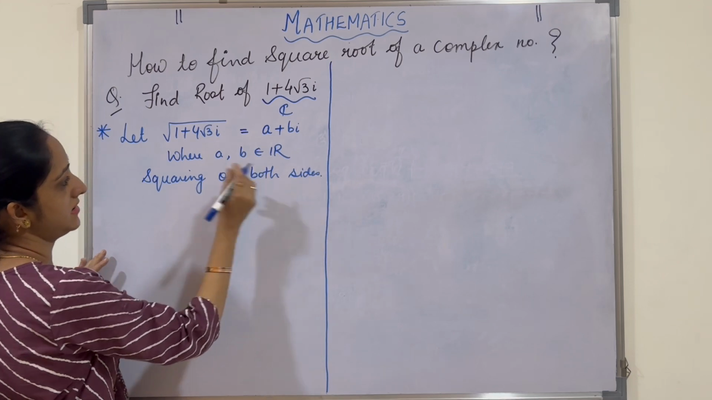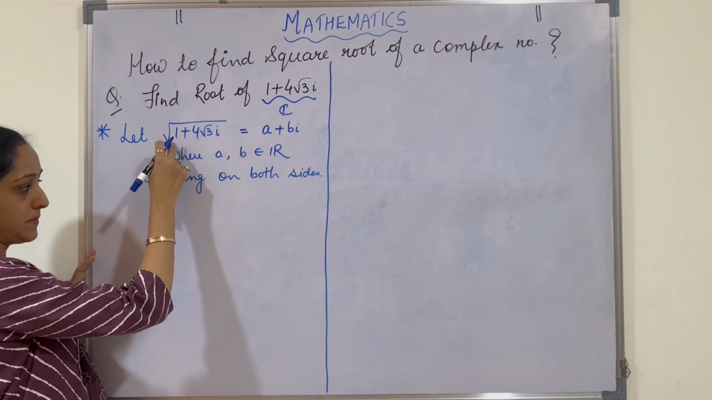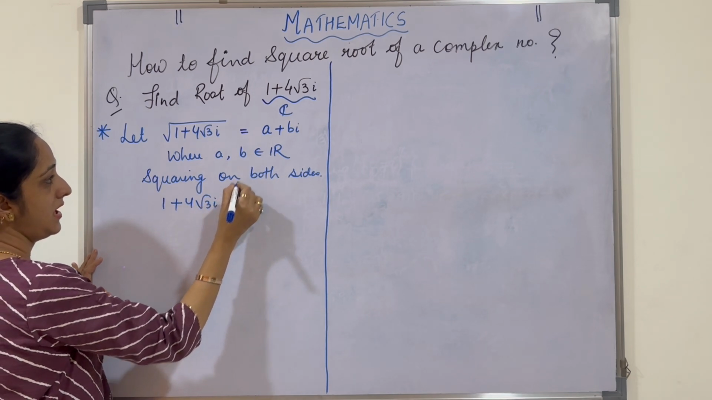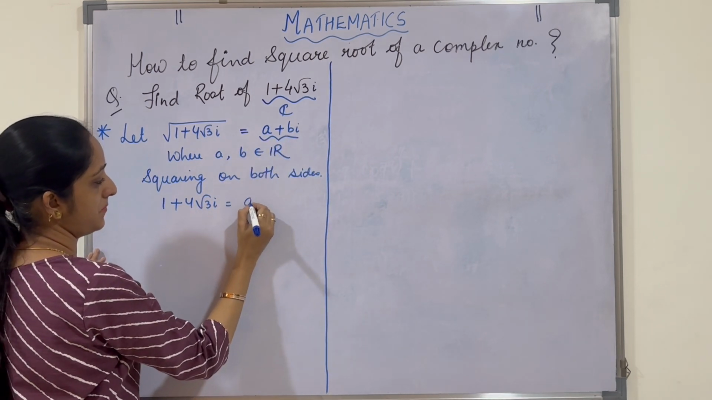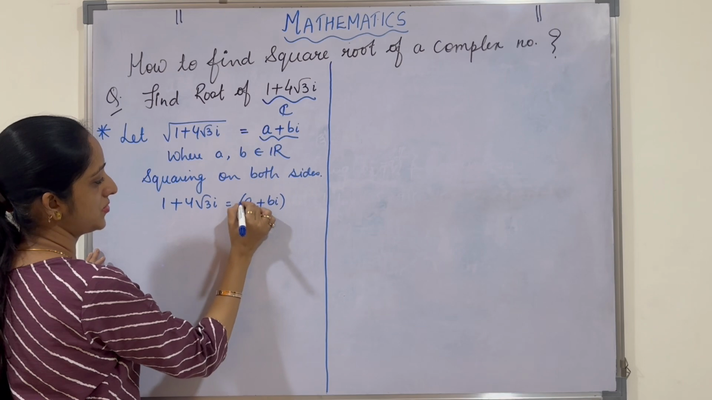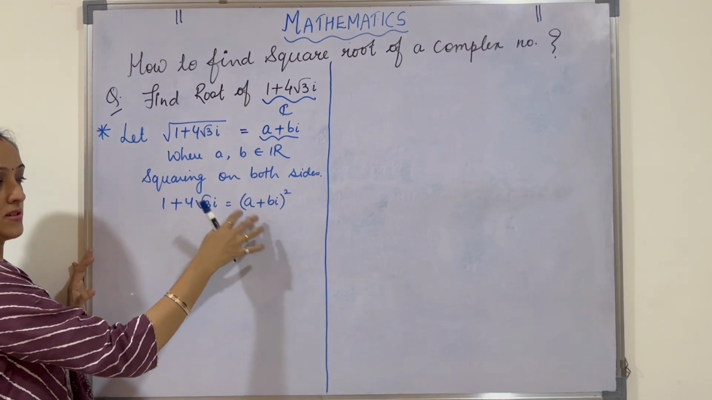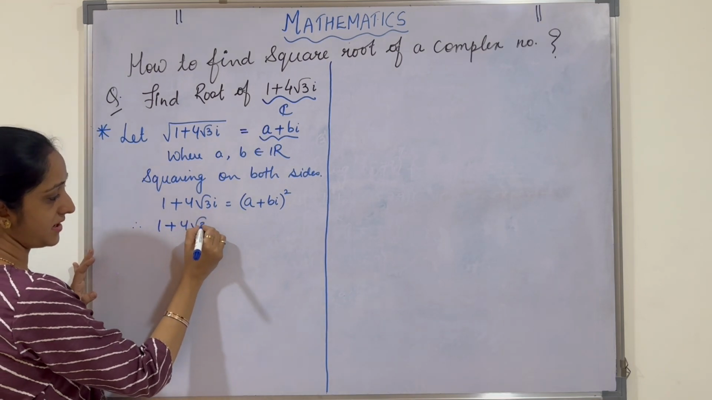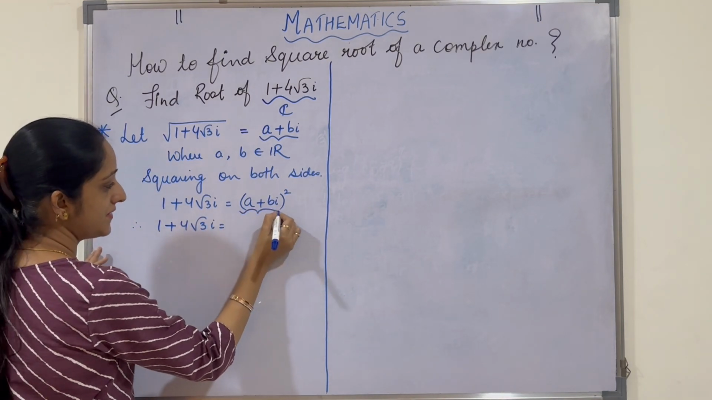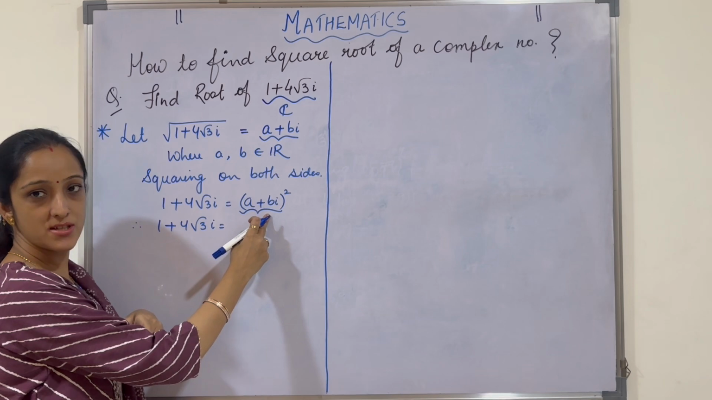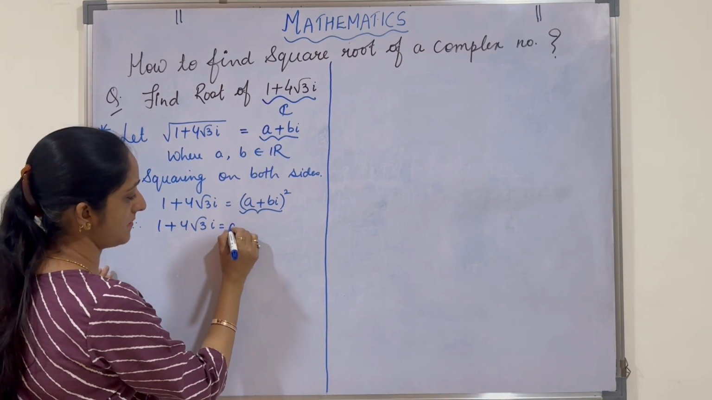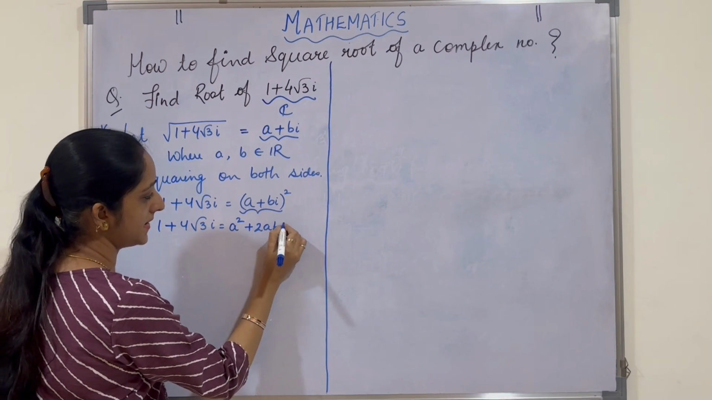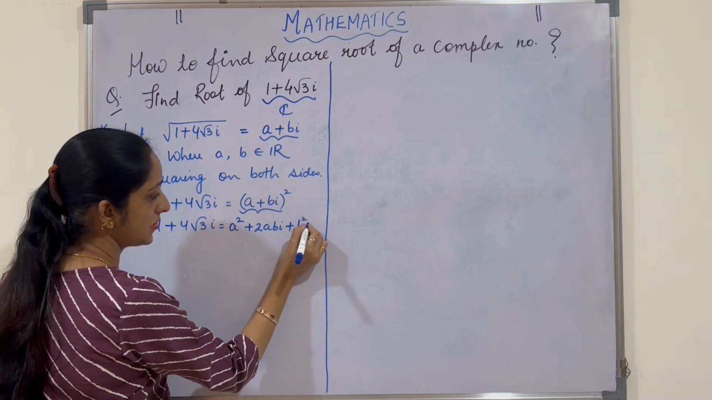जब हम square करेंगे दोनों तरफ, so this root will be removed. So this will be simply 1 plus 4 root 3i, and this a plus bi whole square will be there. So this is after squaring. Now after squaring, we'll keep left hand side as it is. Now we can find square of this right hand side, which is a plus bi whole square, which comes to be a square plus 2abi plus b square i square.